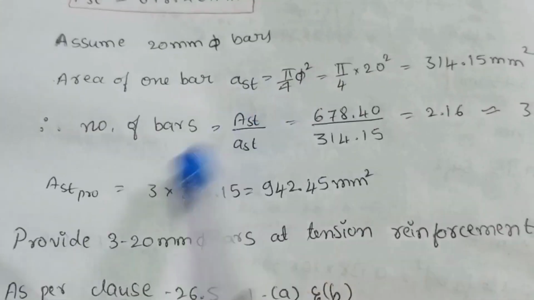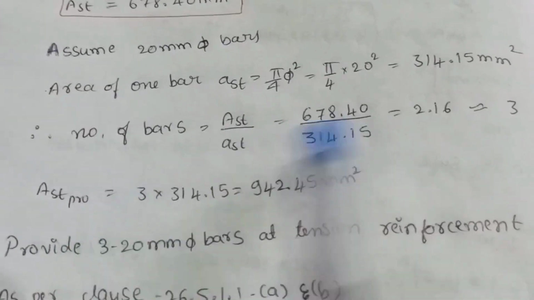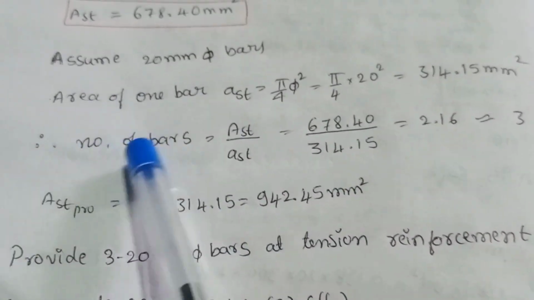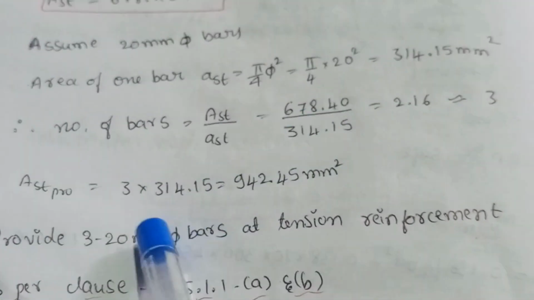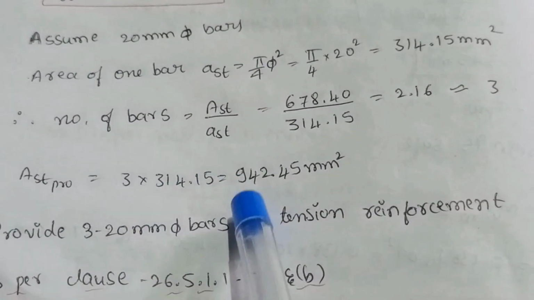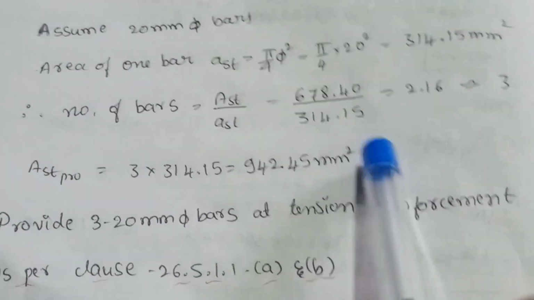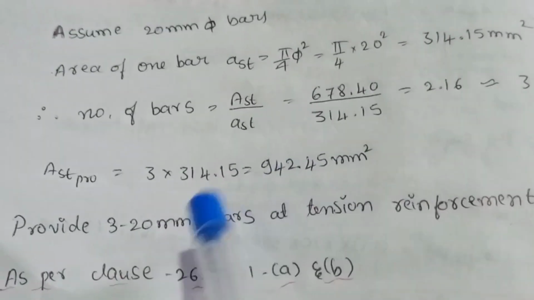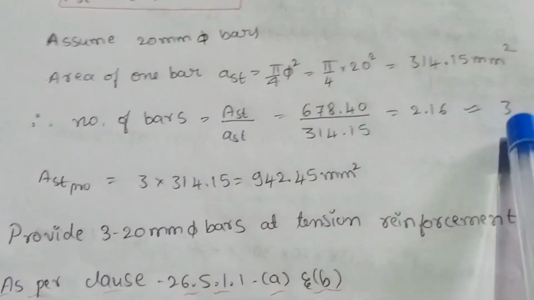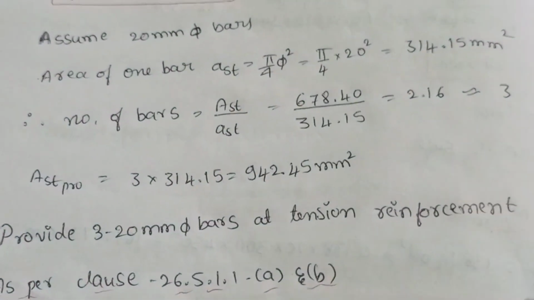After this, we will calculate the AST provided. So AST provided is equal to the number of bars which we have calculated, that is 3, into our area of 1 bar, that is 314.15. After simplifying, we will get 942.45 mm square as AST provided. So provide 3 numbers of 20 mm diameter bars as tension reinforcement.